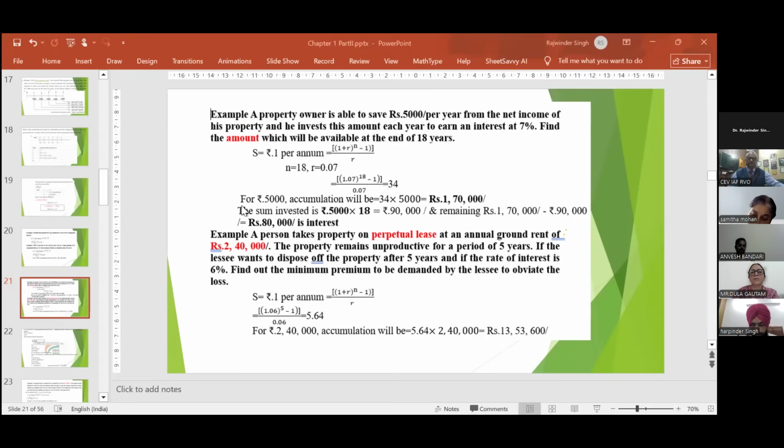So is the logic clear to all? If you have any doubt, please unmute yourself and ask. So you can do this same question with Excel. See how you can do that.